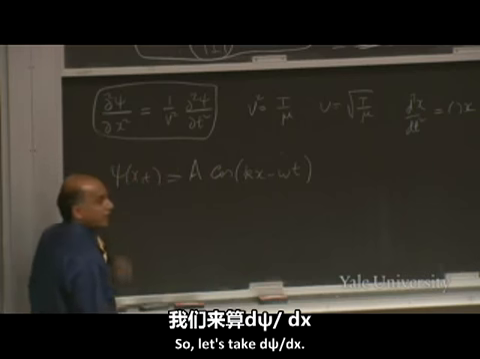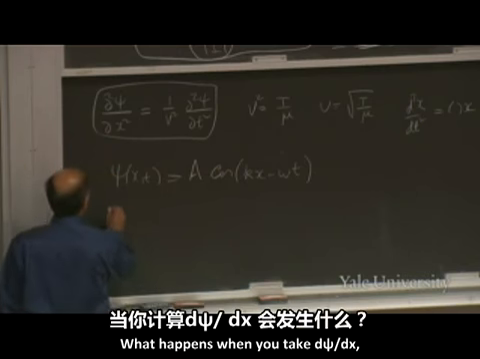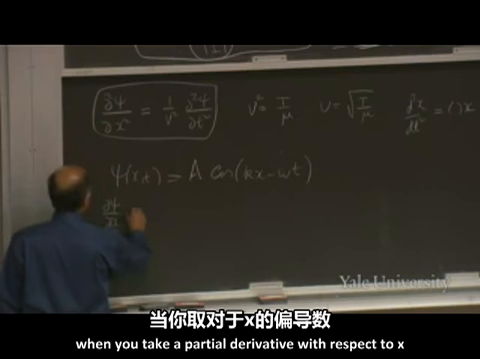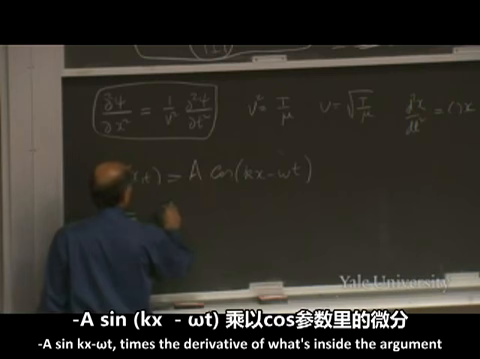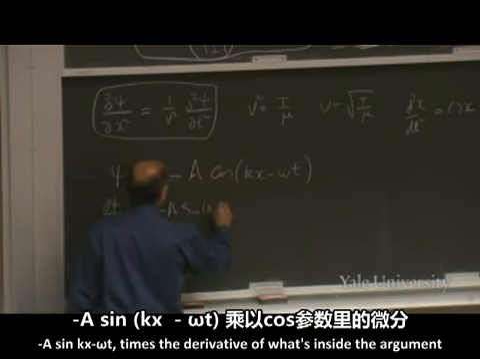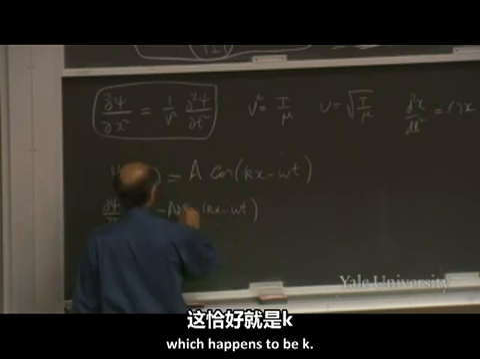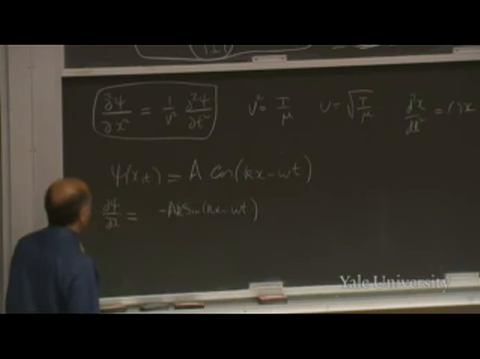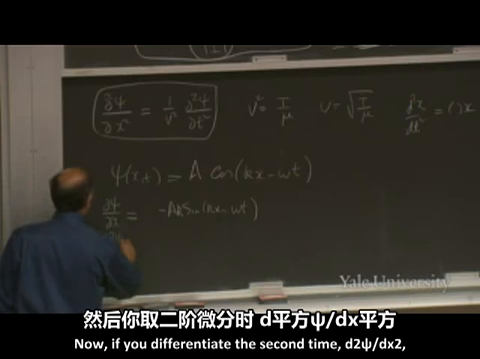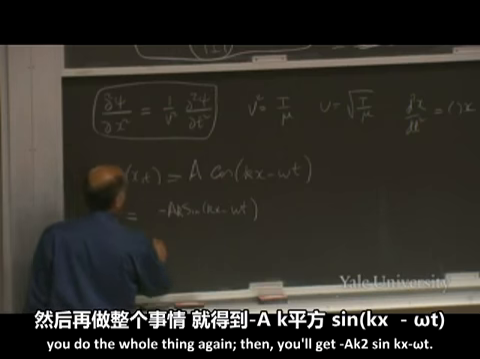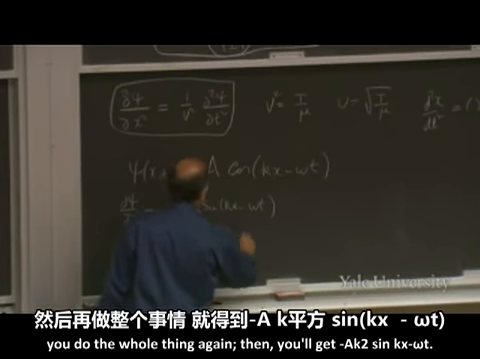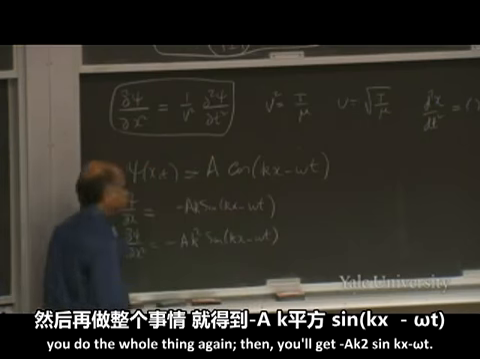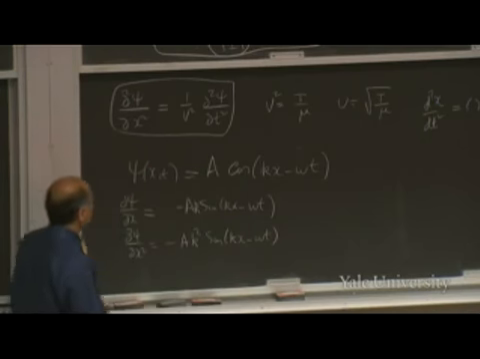So let's take d psi dx. What happens when you take d psi dx? When you take a partial derivative in x, it says forget about time, treat x as the only variable. Then you will get minus A sine of kx minus omega t times the derivative of what's inside the argument, which happens to be k. Now if you differentiate the second time, d2 psi dx squared, you do the whole thing again, then you'll get minus A k squared cosine of kx minus omega t. I'm sorry. Yes, thank you.